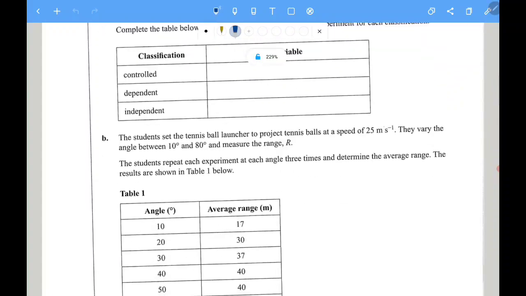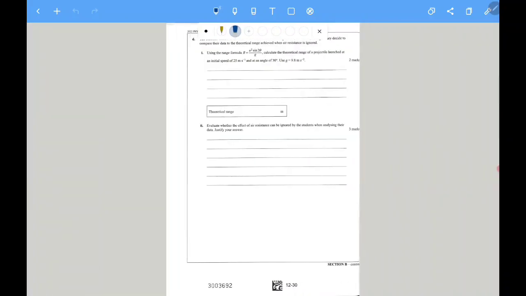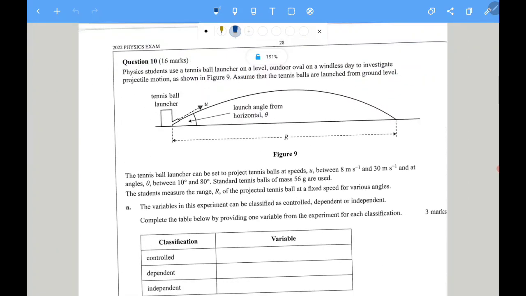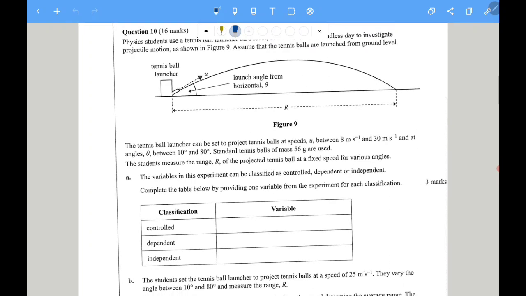Right, so moving on, we actually have an experimental question. Wow, halfway in the paper. Okay, that's a change. So physics students use a tennis ball launcher on a level outdoor oval on a wilderness day to investigate projectile motion. The tennis ball launcher can be set to project tennis balls at speeds u between 8 meters per second and 30 meters per second, and at angles theta between 10 degrees and 80 degrees. Standard tennis balls of mass 56 grams are used.